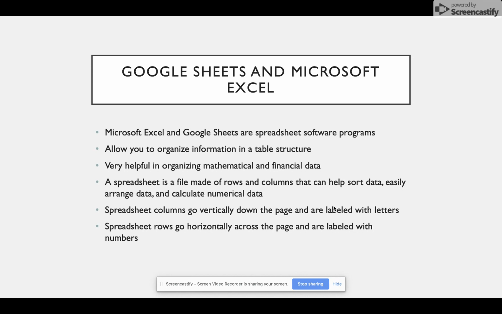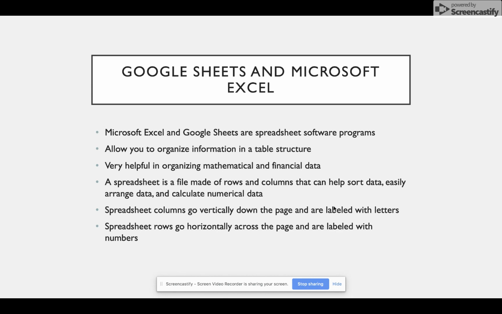I'm going to be doing a quick overview of Excel and Google Sheets. So, both Microsoft Excel and Google Sheets are spreadsheet software programs. A spreadsheet is a file made up of rows and columns that can help us to easily sort data, arrange data, and calculate numerical data. Most of the time when you're using Excel, you're using it for some type of financial sheet, something that involves some type of math.